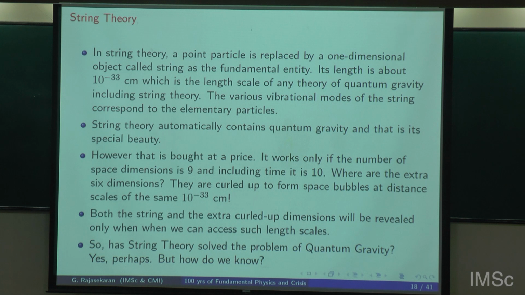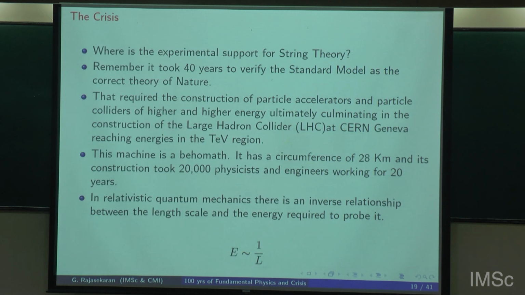So, has string theory solved the problem of quantum gravity? Yes, perhaps. But how do we know? Where is the experimental support for string theory? Remember, that is the problem of string theory. It's not a theoretical problem, it's a problem of experiment. Remember, it took 40 years to verify the standard model as the correct theory of nature.